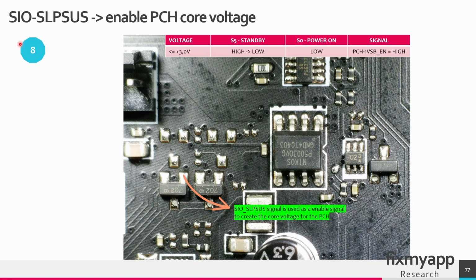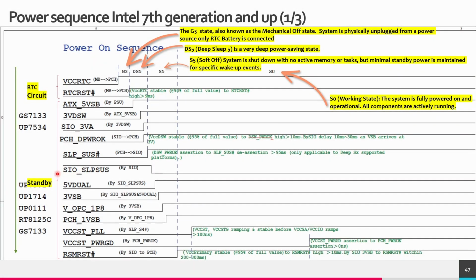To summarize, the Super I/O sleep suspend signal is an important signal to measure because this signal will be used to generate different enable signals that will create different voltages. If the signal is missing, the motherboard will not respond to any events and it will also not boot. When the Super I/O sleep suspend signal goes low, it will generate different voltages.